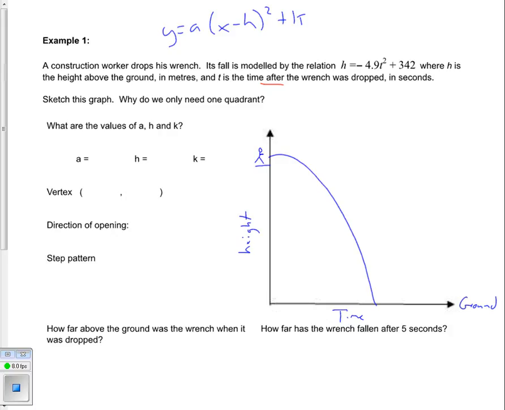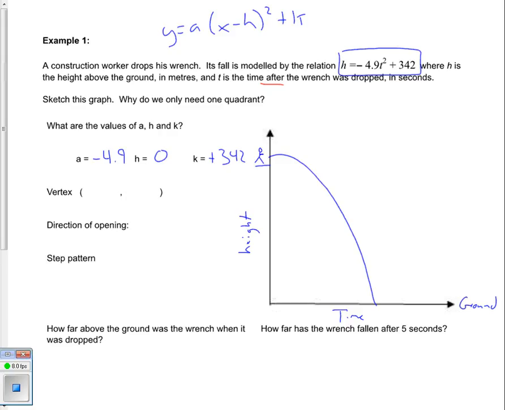We want to first identify our a, h, k values for this particular parabola. Given the equation right here, can we identify them? Our a value is negative 4.9. Because our parabola is heading down, the a value must be a negative number. There is no h value, and the k value is positive 342.